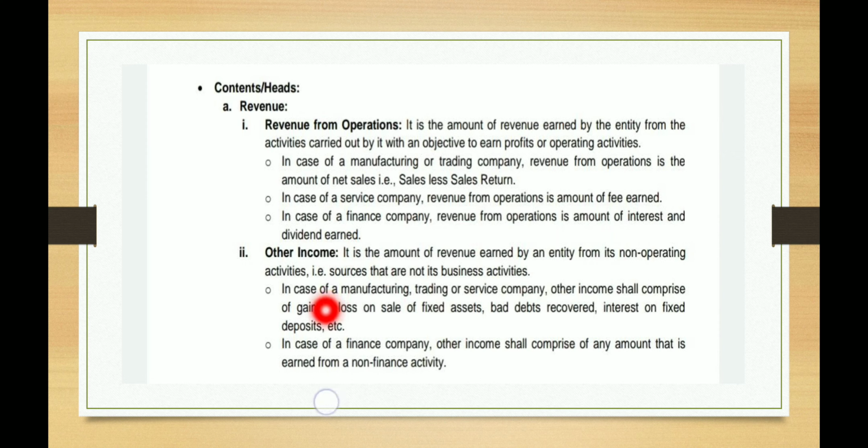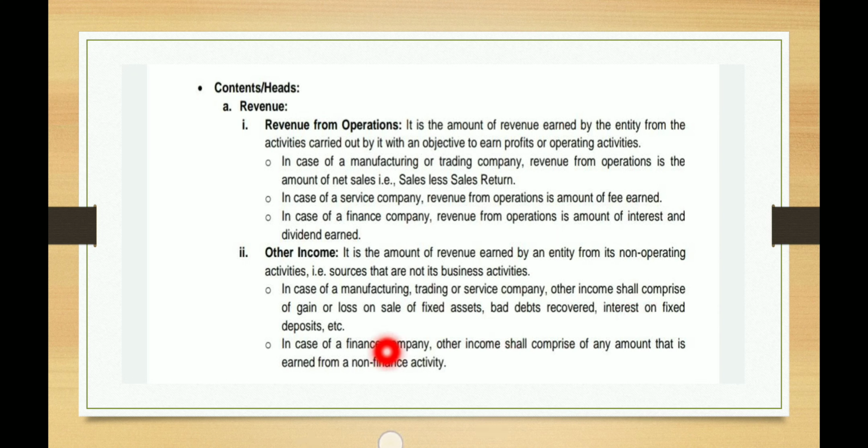Okay, other incomes: it is the amount of revenue earned by the entity from non-operating activity, which are not the operating business, but some activities generate profit or income, so it is also included in this. Non-operating activities are sources that are not its business activity. In the case of a manufacturing, trading and service company, other income shall comprise the gain and loss on the sales of fixed assets, bad debts recovery, interest on fixed deposit, etc.